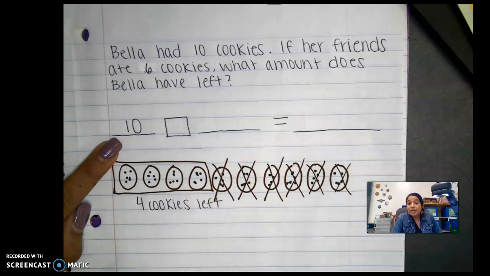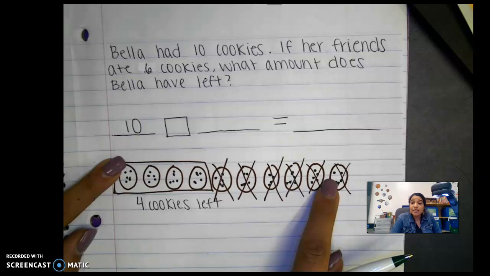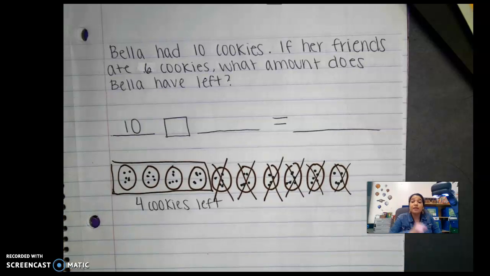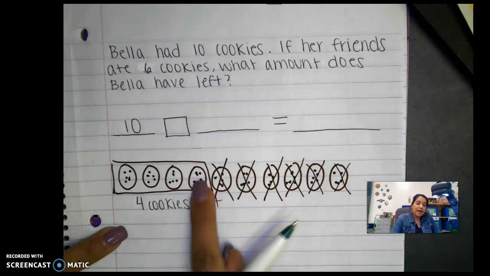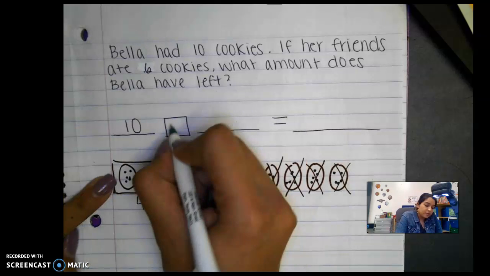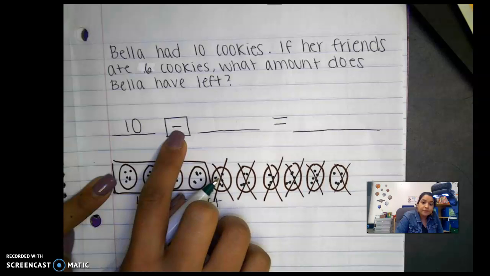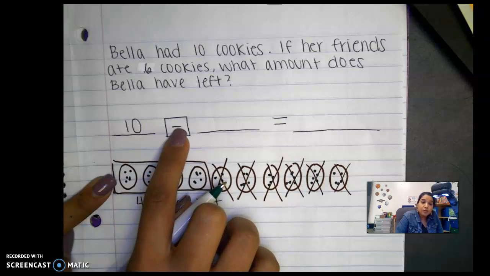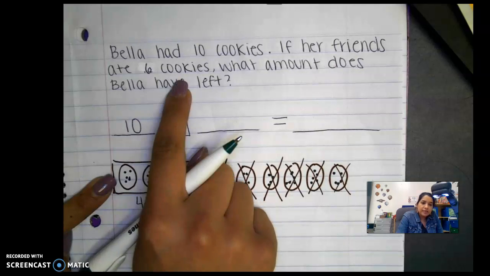So what did we say that we do? We had to take away 6 cookies. We had to subtract, right? We subtracted because we have less cookies than what we started with. So we are subtracting, so we're going to put our minus sign, which is just a horizontal line.